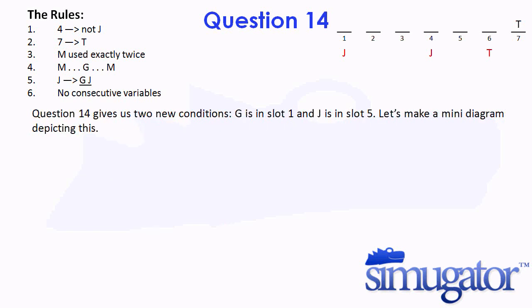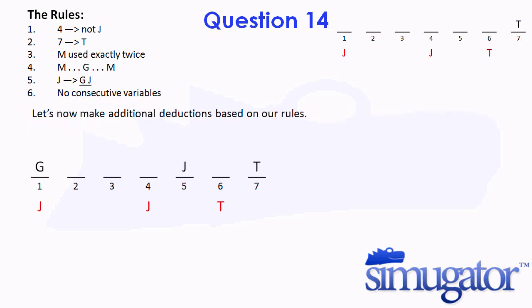Question 14 gives us two new conditions. G is in slot 1 and J is in slot 5. So let's make a mini diagram depicting this. And that's how it looks. Let's make additional deductions based on our rules. Okay, there we go. So we know that G must come before J.